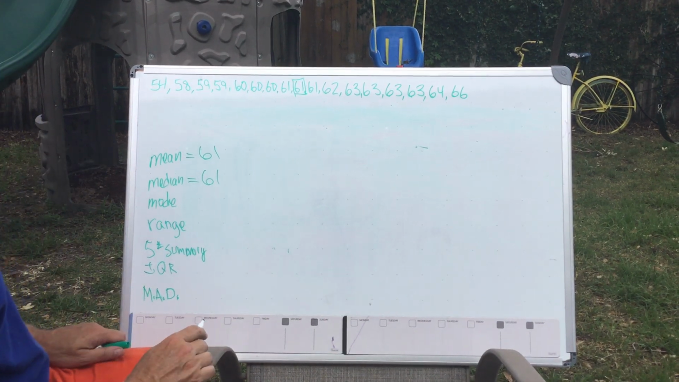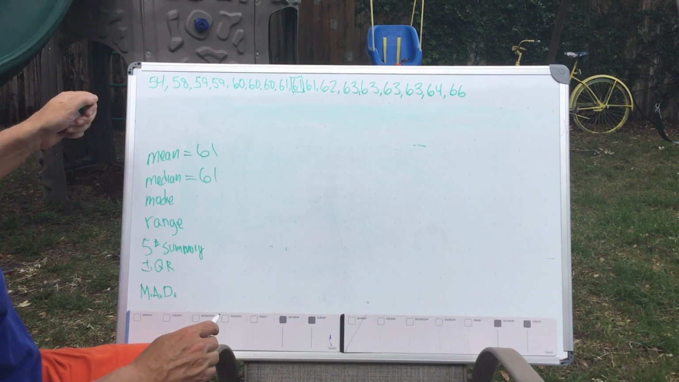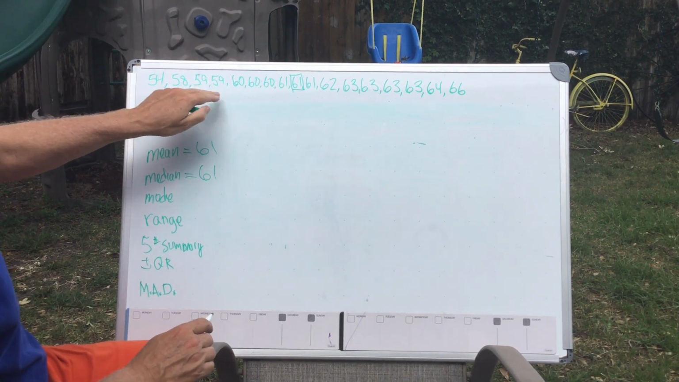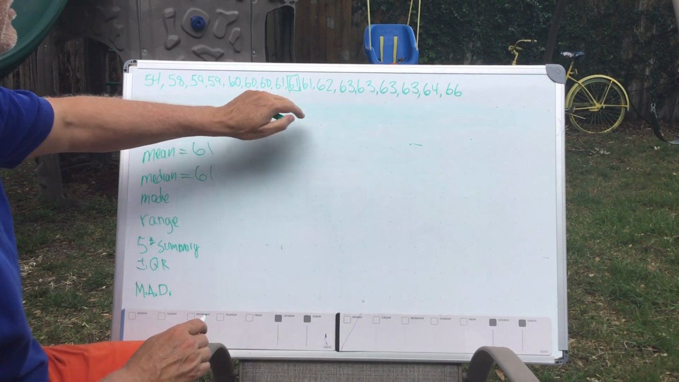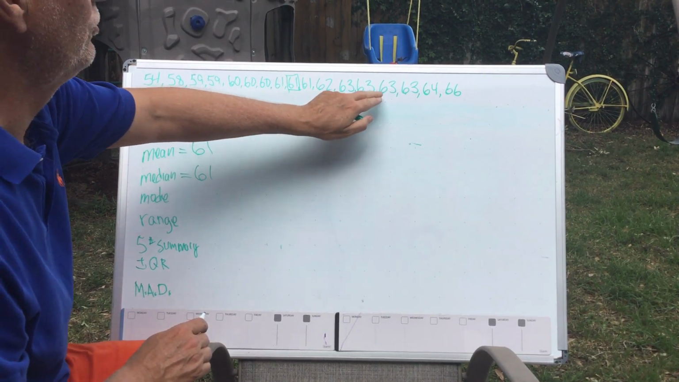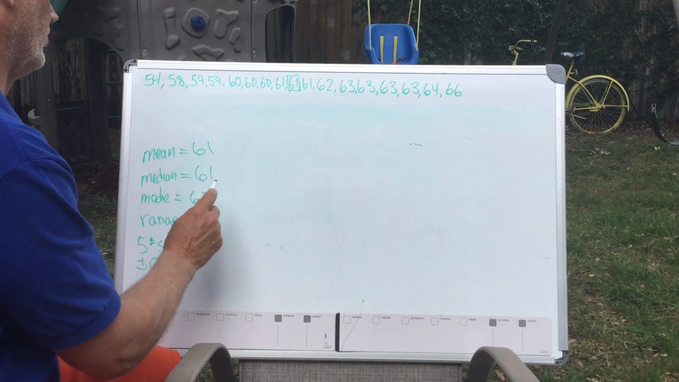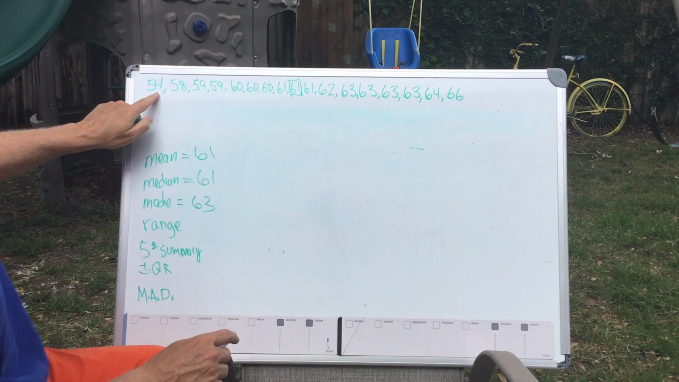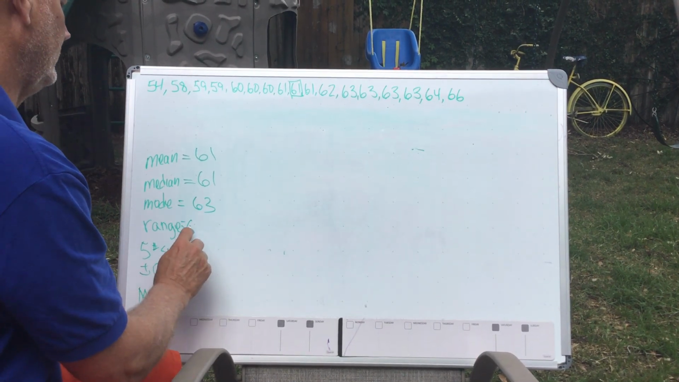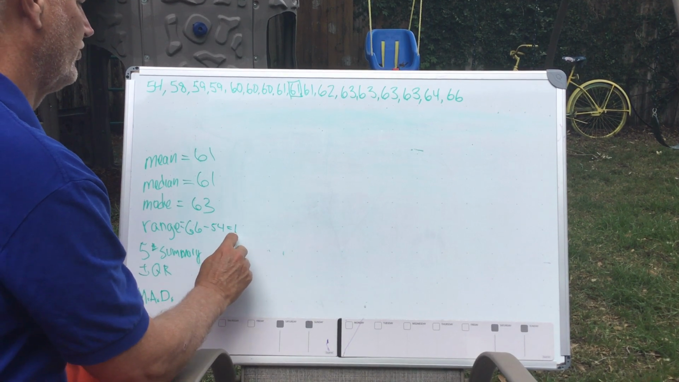Median is 61. Now, the mode is the number that occurs the most often. So I've got 2 59s, I've got 3 60s, I've got 3 61s, I have 1, 2, 3, 4 63s. So my mode is 63. My range is 66 minus 54. So 66 minus 54 equals 12.